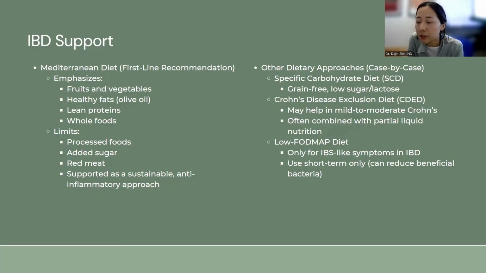There are also other dietary approaches that can be useful on a case by case basis. For example, the specific carbohydrate diet and the Crohn's disease exclusion diet can also be helpful, but they're a little bit more restrictive. And the low FODMAP diet can be used, but only short term and mainly for IBS-like symptoms, just because long-term use of that can reduce beneficial bacteria.